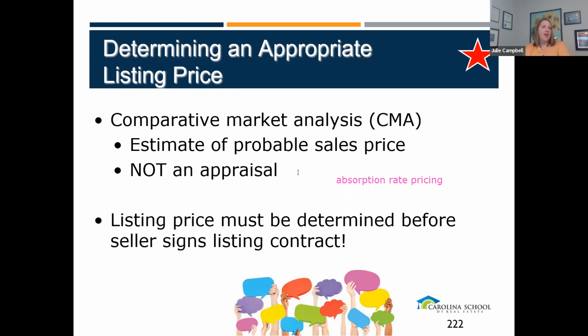How do we determine that average days on market? That's where, when you join your firms, I promise you will see absorption rate pricing. I wouldn't be surprised if this shows up in pre-licensing within the next couple of years. You guys will be long gone and off doing your thing. But for me, I know this will come up because a lot of times we're relying on this just as heavily as a CMA.